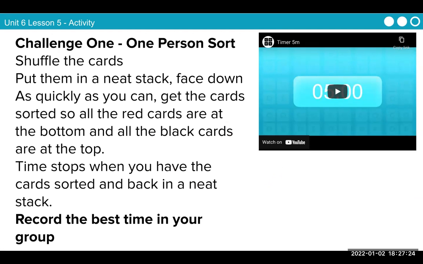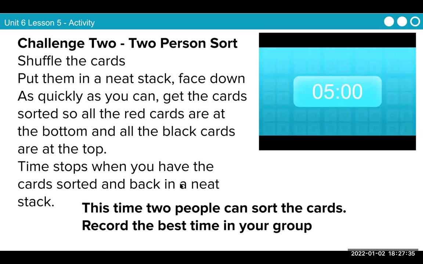Record the best time in your group, okay? This is a timer. All right, take a minute and do that. All right, coming back, let's go to the next task.